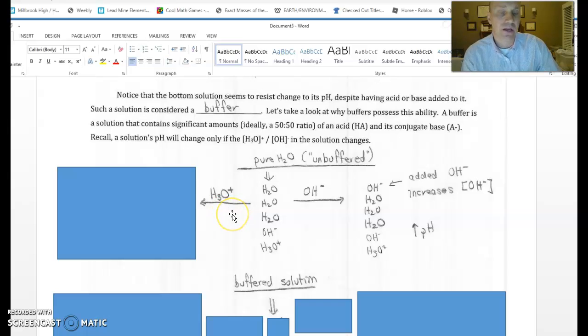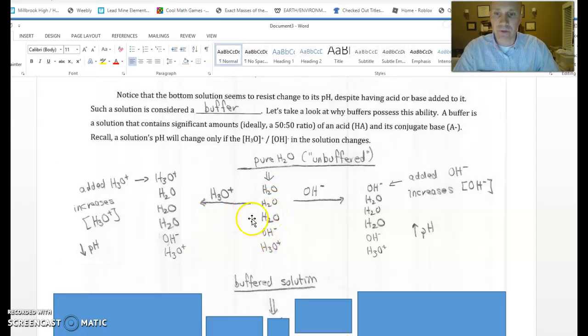All right, let's consider the other situation. Let's add some strong acid. You're essentially adding H3O+, and if we do that, well, this is what you have originally, and so you're going to have that original solution plus some extra H3O+. So the added H3O+ increases the concentration of hydronium ion, and that's going to cause the pH to drop.